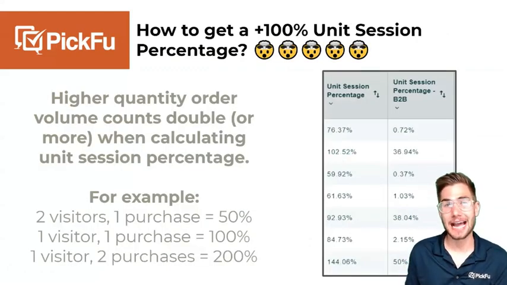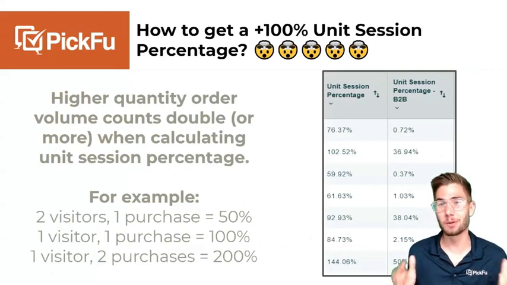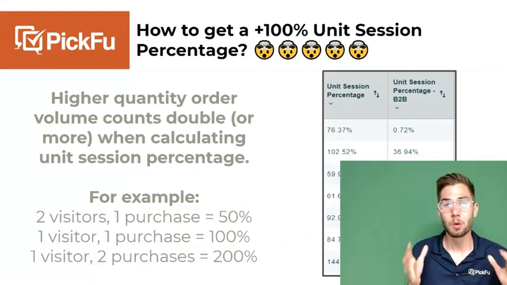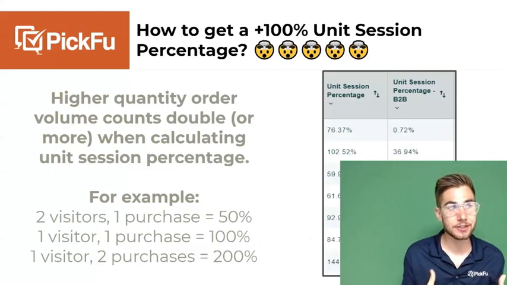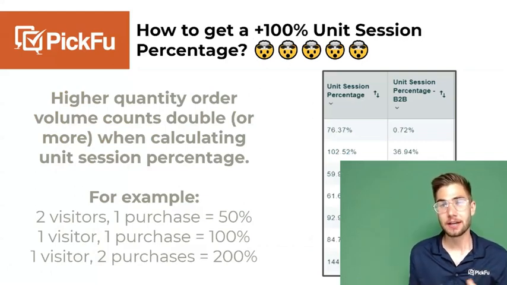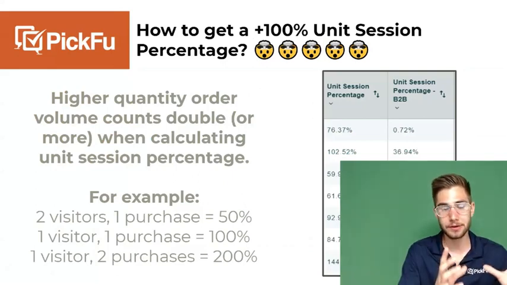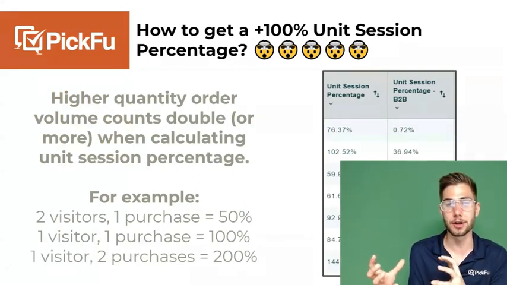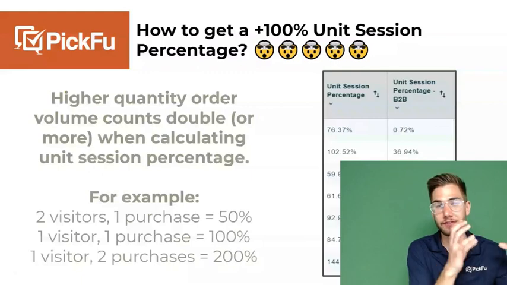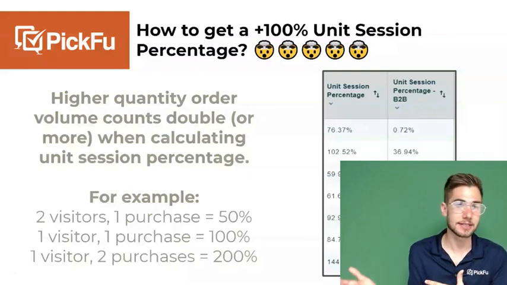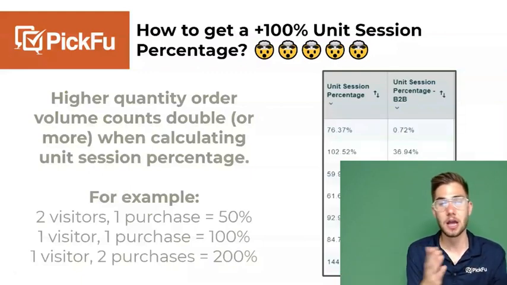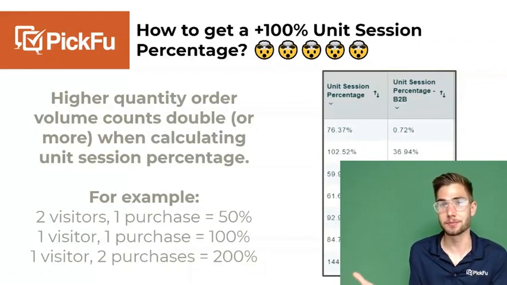If you want some tips on how to get a higher than 100% unit session percentage, this is a slam dunk and it works really well for certain products. What you have to understand is that Amazon doesn't give you a conversion rate metric. They call it unit session percentage. And it actually means how many people come onto the listing versus how many people buy the product. So for example, if you have 2 visitors and they make 1 purchase, that's a 50% unit session percentage. 1 visitor, 1 purchase, 100%, and 1 visitor, 2 purchases, 200%.